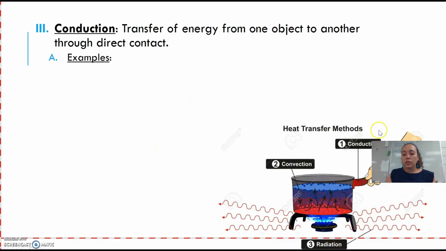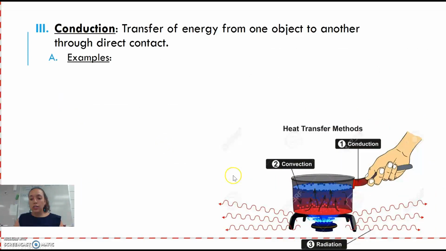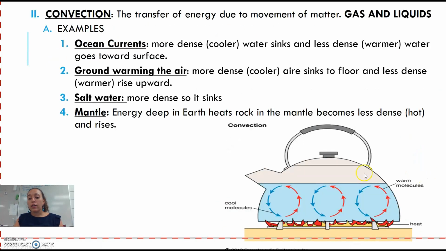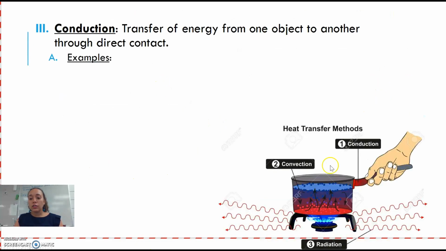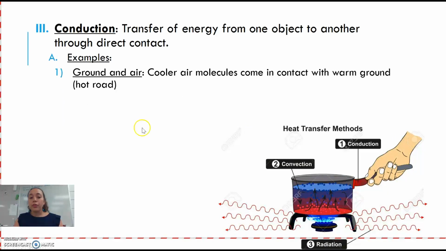The last one is called conduction. Conduction is a transfer of energy from one object to another through direct contact. So unlike convection, where the fluid or the gases are moving because they get so hot they rise and fall, in conduction you're literally touching it. So a pan is boiling and it's hot. This part of the pan will be hot and you touch it. So that's direct contact. So the ground and air.